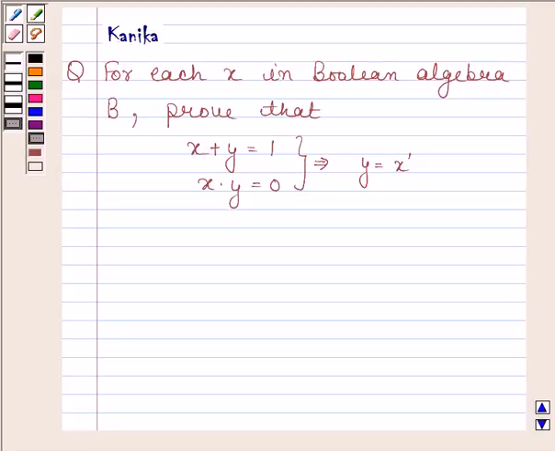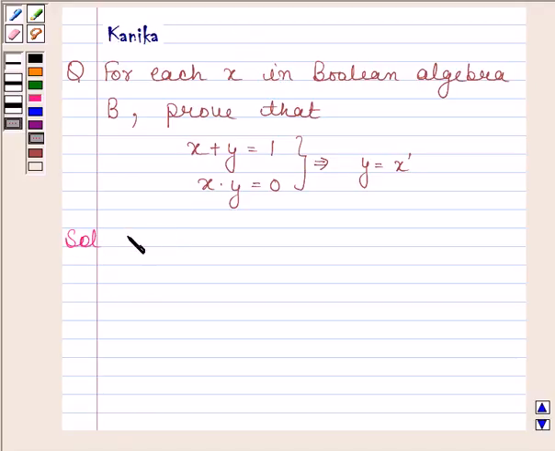Question. Let us discuss the following question. The question says, for each x in Boolean algebra V, prove that x plus y equals 1 and x dot y equals 0 implies y is equal to x complement. Let us now begin with the solution.